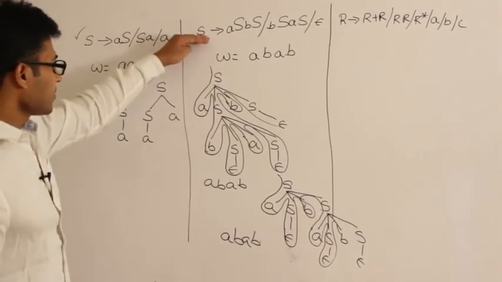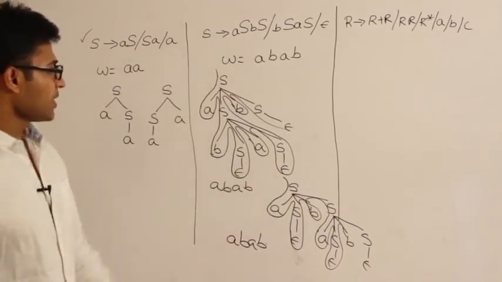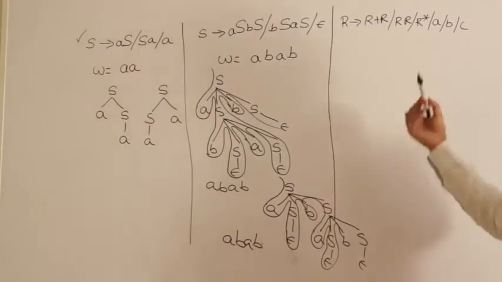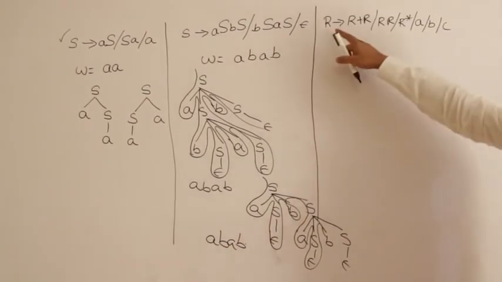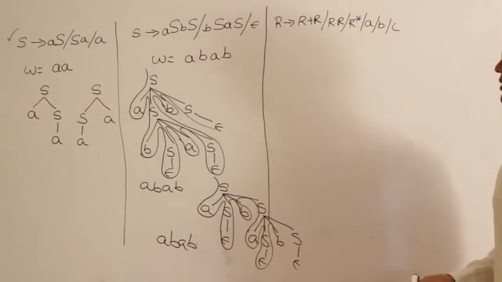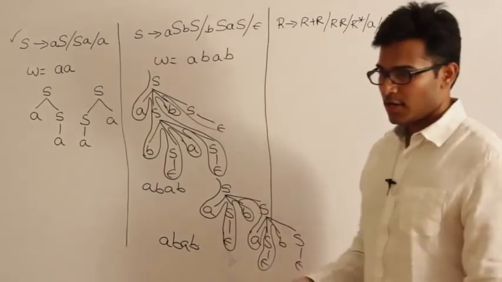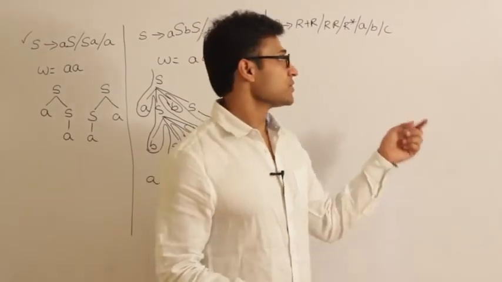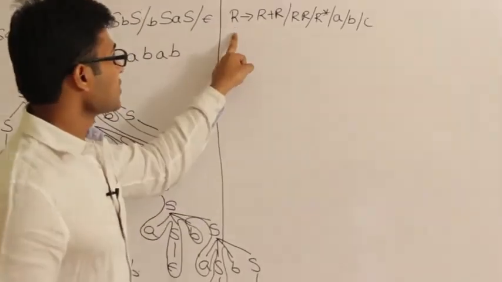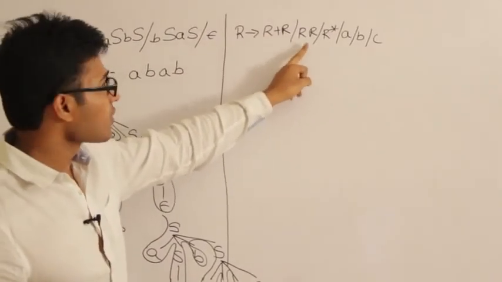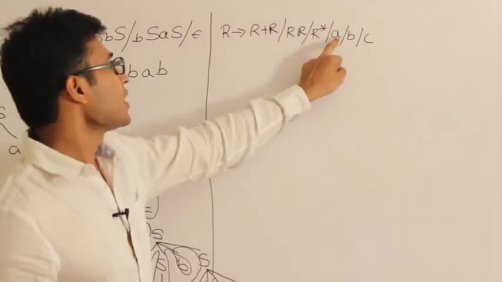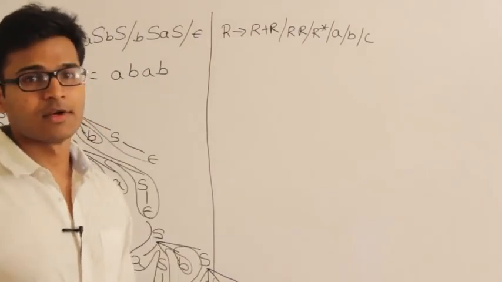So for the given grammar, for a given string, we got more than one parse tree. Therefore again this is ambiguous. Okay, so let's look at this example. What is this example? R derives R plus R, RR, R star. It is nothing but a grammar which is representing all regular expressions. For example, R derives R plus R means a regular expression can be a union of two regular expressions, or a concatenation of two regular expressions, or a Kleene closure of a regular expression. And a regular expression can be either A or B or C. They are primitive regular expressions, right?